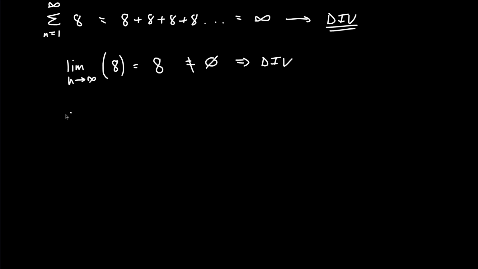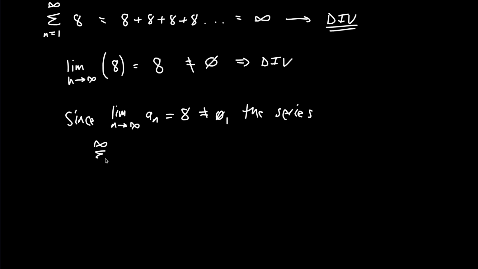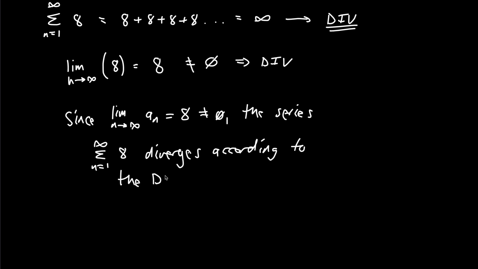So now we should wrap up with a more formal claim. I would say something along the lines of, since my limit as n goes to infinity of a sub n was equal to 8, which was not equal to 0, the series, and we can go ahead and restate the series as well so it doesn't hurt to give all of this information again. So since the limit as n goes to infinity of a sub n was not equal to 0, the series summation of 8 diverges according to the, and then whatever test we're calling this. So I'm going to call this the divergence test. We can also say divergence test, also call this nth term test, right?